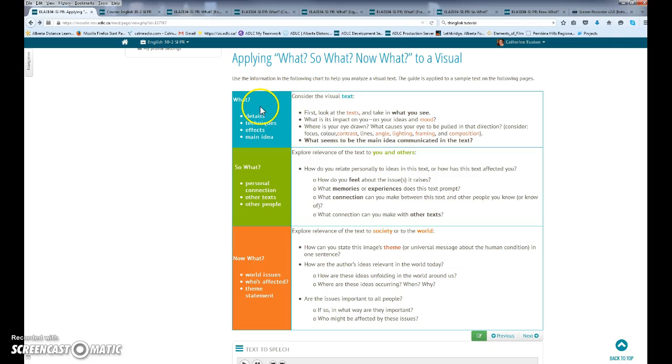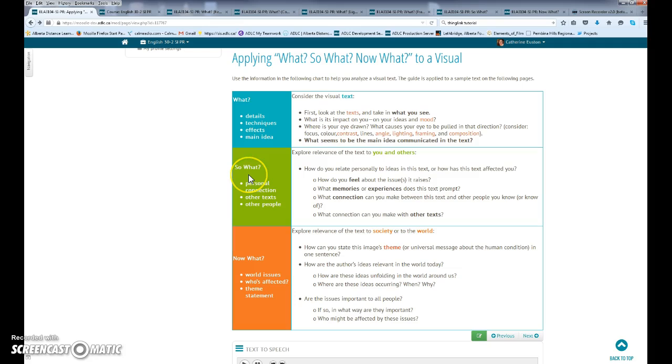So you start with this first section, the what section. And that is exactly what it sounds like. You ask yourself, what is happening in this visual? Where is my eye drawn? And what is the visual trying to tell me? So this whole section is about trying to figure out the main idea in the image and what techniques are being used in order to communicate that main idea.